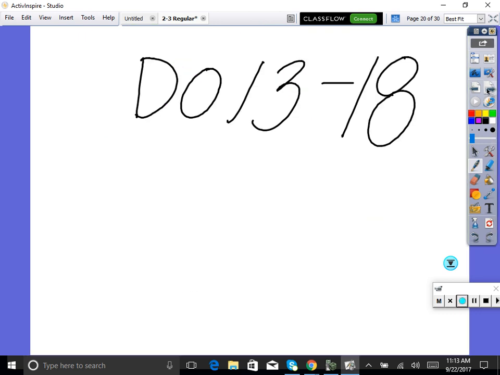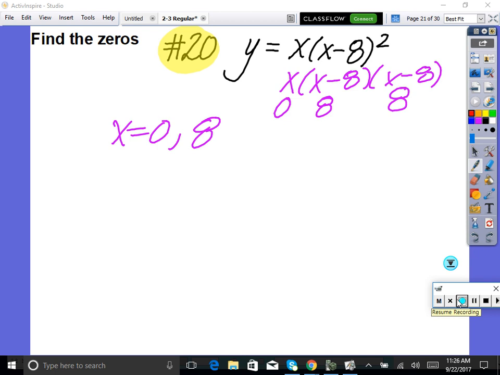Practice a couple in that section, 13 through 18. Ready, set, go. Skip to that section though, and do come back. I should have said that in the video. So it was already factored, so we rewrote it like this, and then we get this solution, and then this one's multiplicity of 2. Okay, there we go.